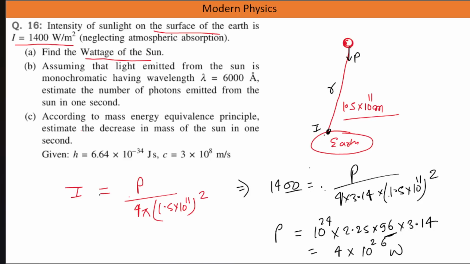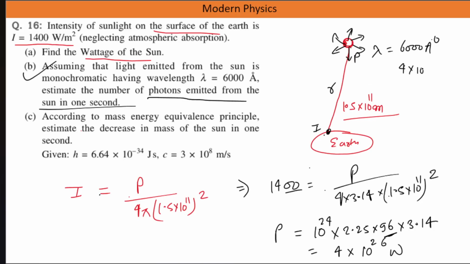Okay, so this is what we are going to get. Now in section B, what we have to do: assume that light coming from this source has a single wavelength. So we are assuming light is monochromatic, and that lambda value is how much? 6000 angstrom. Estimate the number of photons emitted from the sun in 1 second. So how many photons are coming out in 1 second? So how much energy is coming out per second? 4 into 10 to the power 26 joule of energy per second.